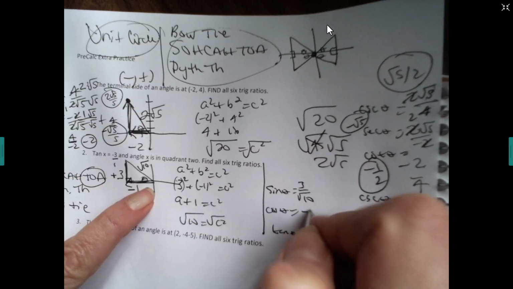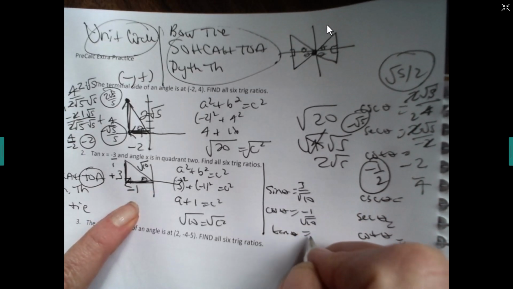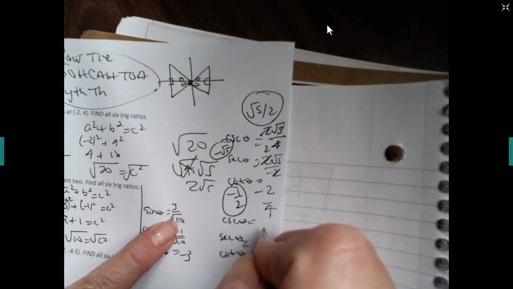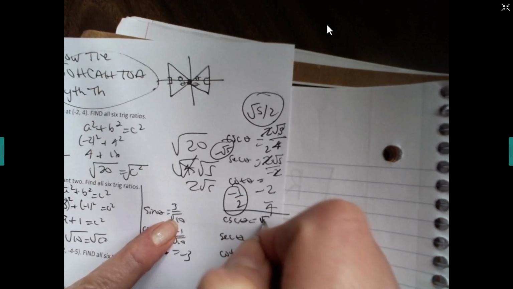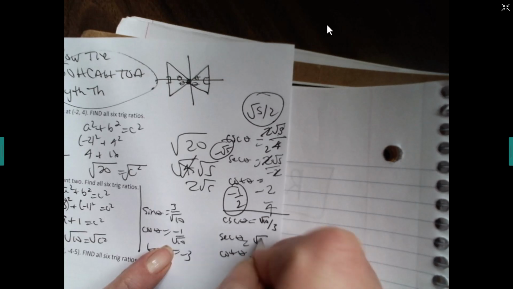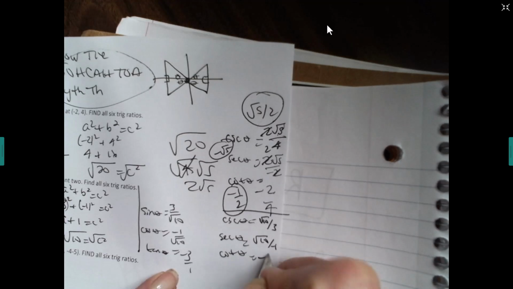Cosine is adjacent over hypotenuse. And tangent, I know, is -3. That was given. All right. So now I'm going to flip them or reciprocate them. So I'm going to look over here. This is what? Square root of 10 over 3. This is square root of 10 over -1. And this guy, put an invisible 1 under there, -1/3.